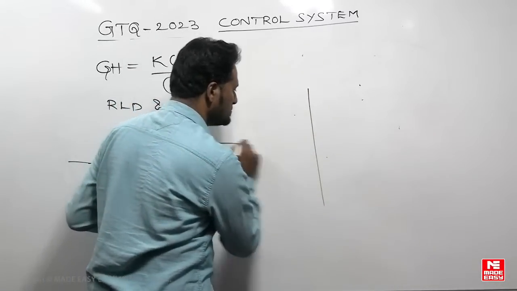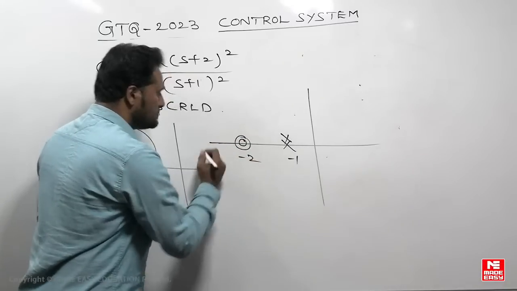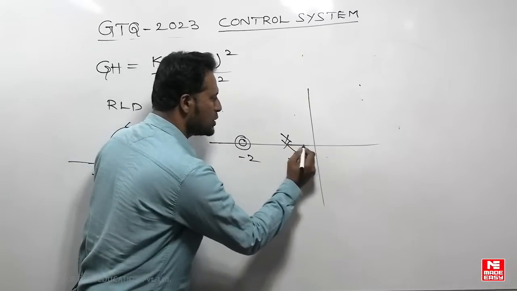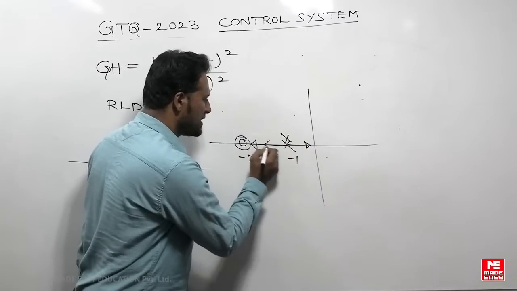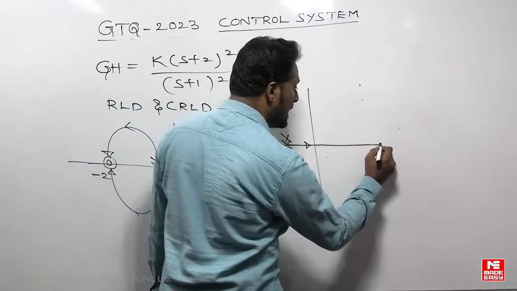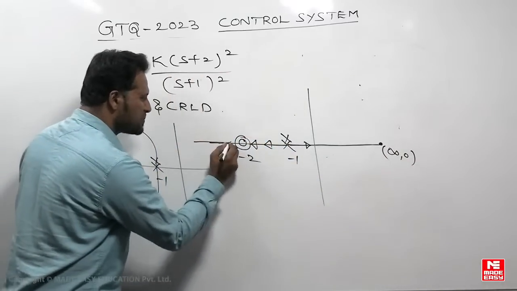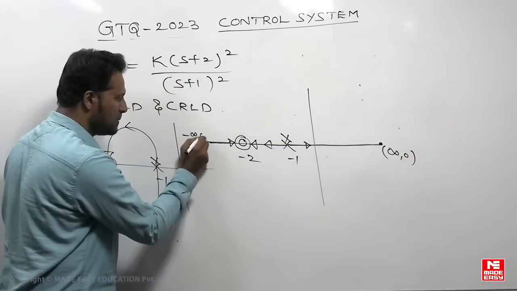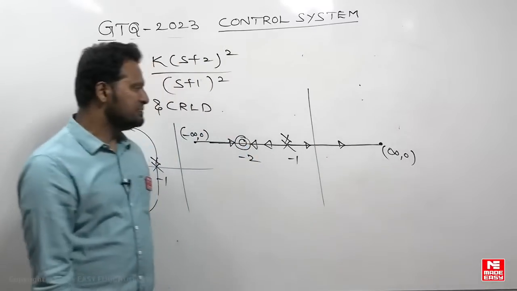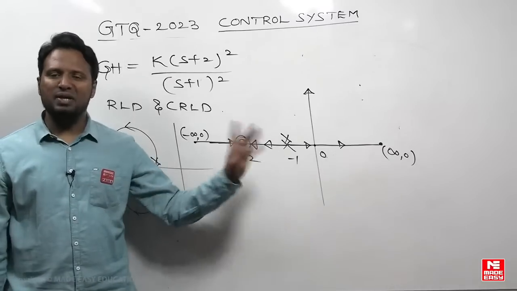CRLD. CRLD exists at all the points on the real axis. Departure angle 0 and 180 degree. One branch will arrive here. The other branch will intersect the j omega axis and will go up to the point infinity comma 0, will turn into the left side of S plane from minus infinity comma 0 and will arrive at this 0. This is its CRLD. Okay? This is its CRLD.